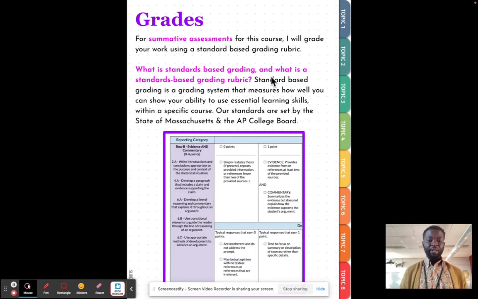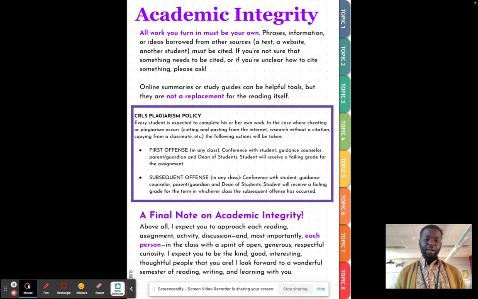This is a note on summative assessments. For these, I usually give students a rubric so they can sort of self-assess before they turn in to me. And then this is a note on academic integrity.